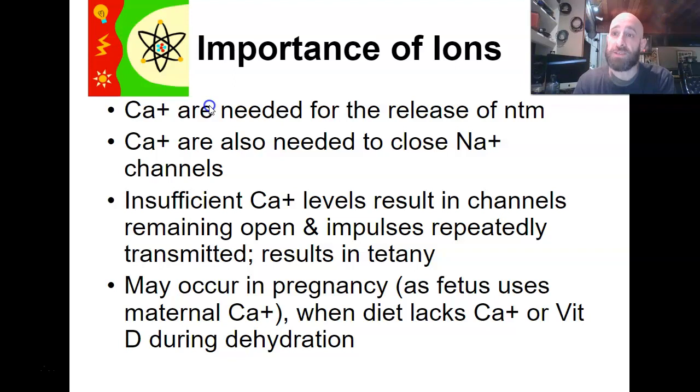So if you don't have enough calcium in your system, you can have action potentials all day long, but if there's not enough calcium to trigger the release of the neurotransmitter, you're not going to have a neuron able to communicate with another neuron. So calcium is really important for the release of neurotransmitters. If you don't have enough calcium, you don't have the ability to release neurotransmitters.